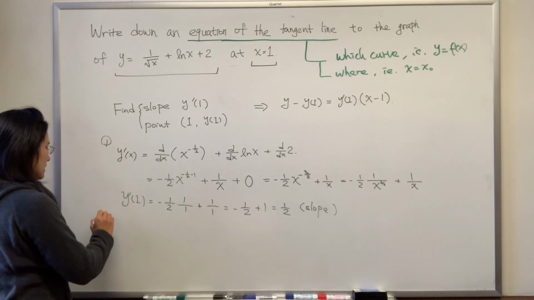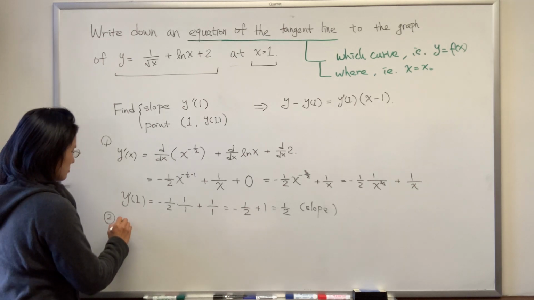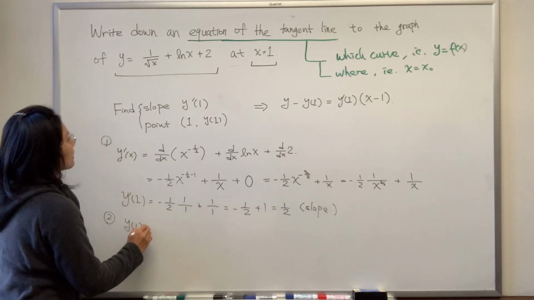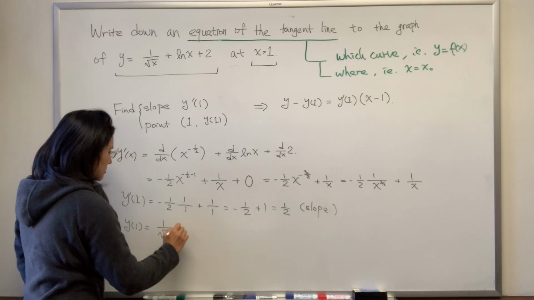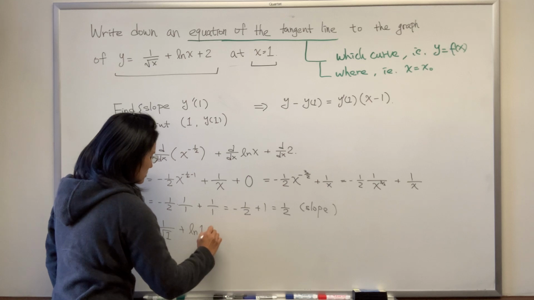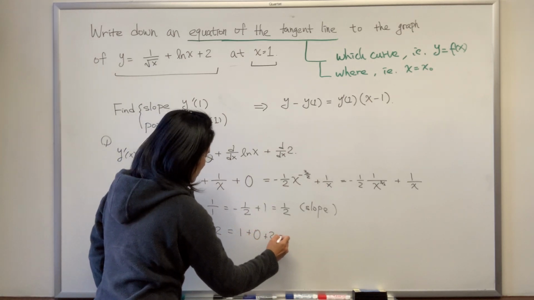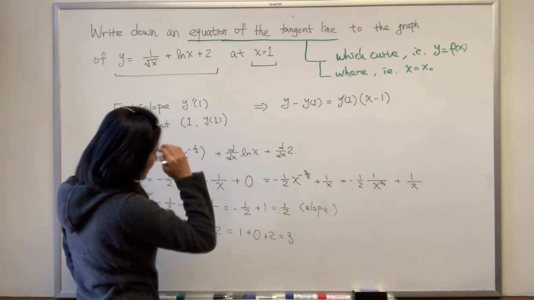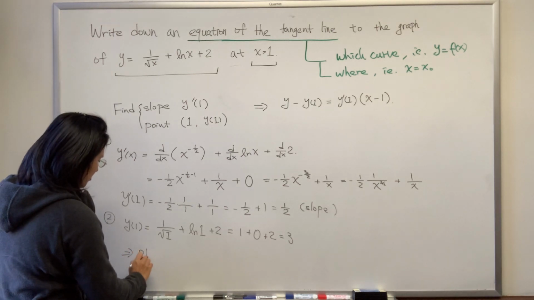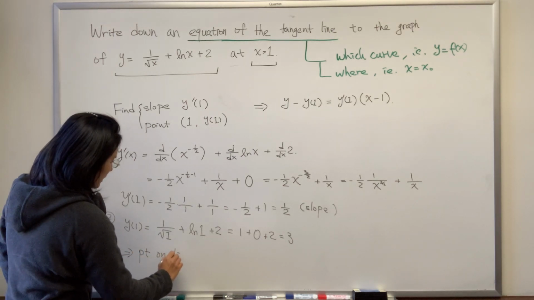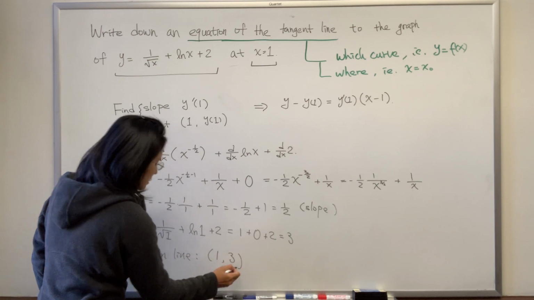Next, I need to find the coordinates of the point. So y of 1, use the function we have. So 1 over root 1 plus ln of 1 plus 2. That is 1 plus 0 plus 2, so that's 3. So 3 is the y coordinate of the point. So this tells us a point on the line is (1, 3), right?